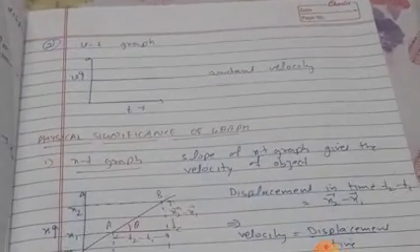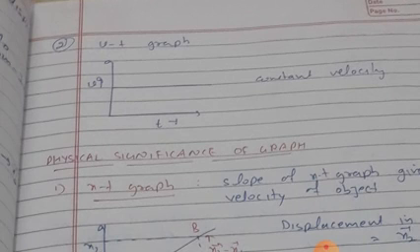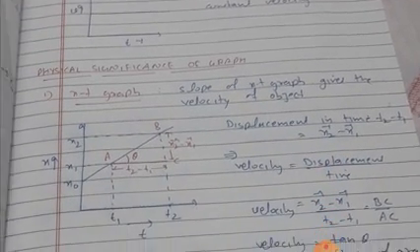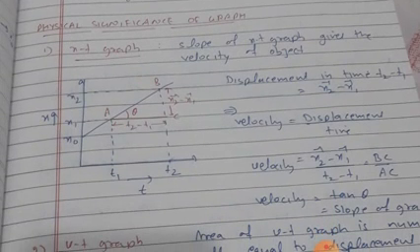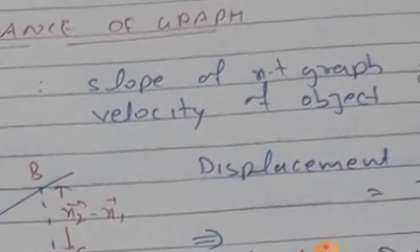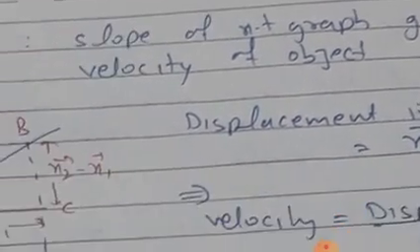Next one is the vt graph. If we talk about the vt graph for uniform motion, we know that velocity remains constant, and if velocity remains constant, the graph will be parallel to the time axis. Now since we have studied graphs, what is the physical significance of a graph? What is the importance of graphs? So we will study the importance of both graphs one by one. First one is the xt graph, and its importance is that the slope of the xt graph gives the velocity of the object. I have written that the slope of the xt graph gives the velocity of the object. How?